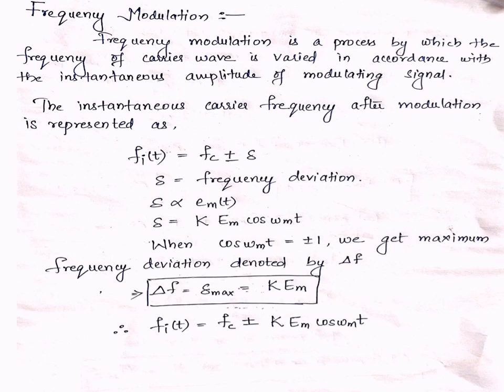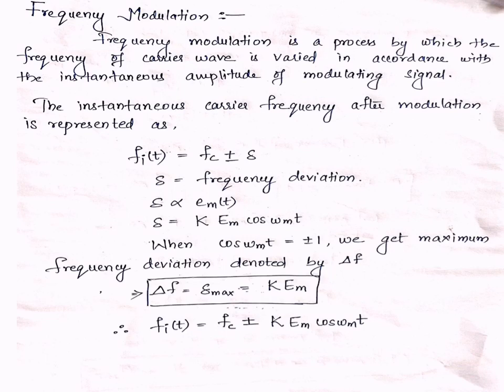Now, when this term cos omega m t is equal to plus or minus 1, we will get the maximum value of frequency deviation. That is denoted by delta f. So we can write delta f is equal to the maximum frequency deviation, or delta max is equal to K Em.